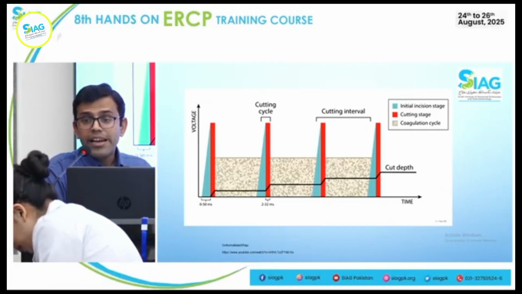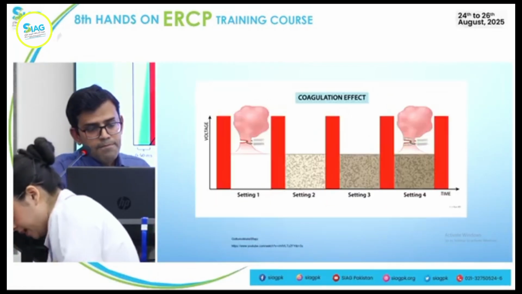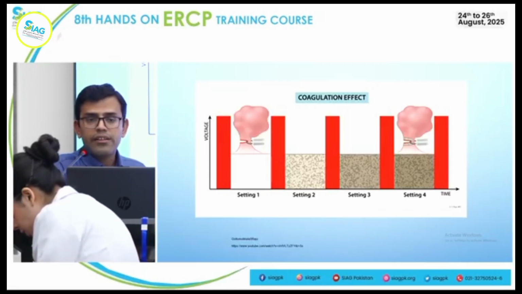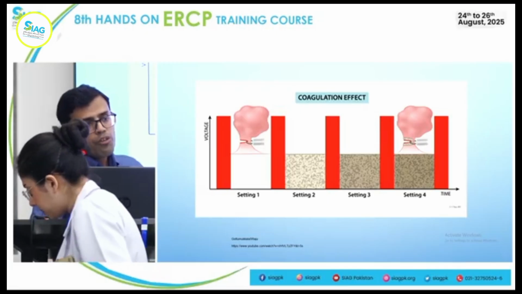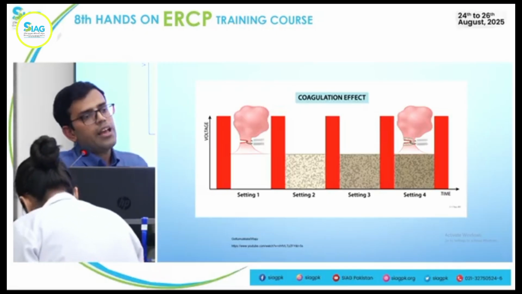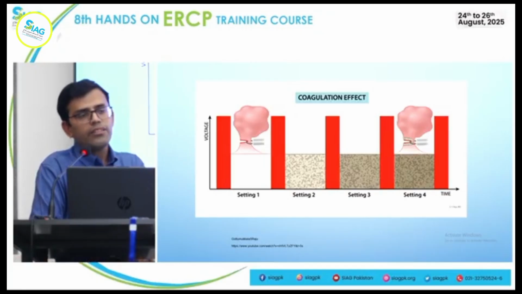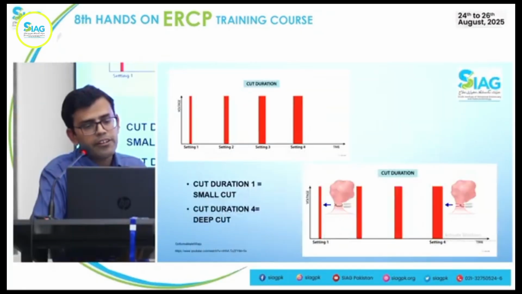This is a typical blended current with cut and coag cycle in between. Another aspect or modifiable factor is effect. Now, effect means the amount of coagulation. The more we increase it, the more coagulation we will have. So setting 1 means pure cut. On the other hand, setting 4 means more and more coagulation with blended current.